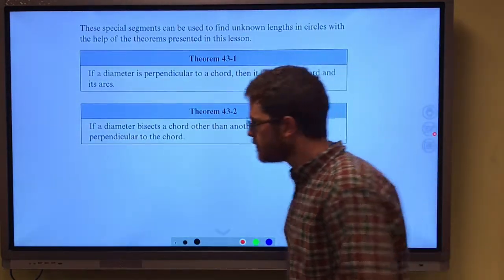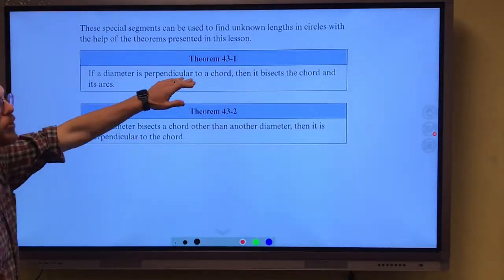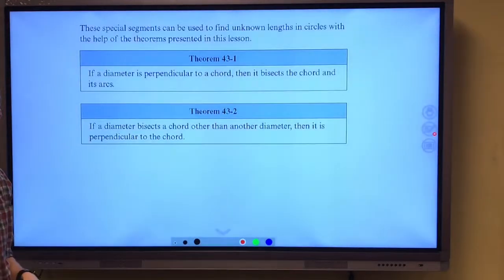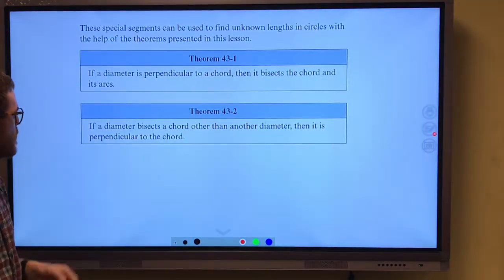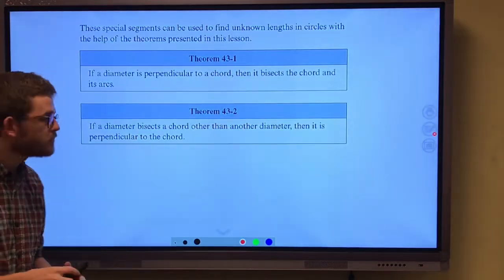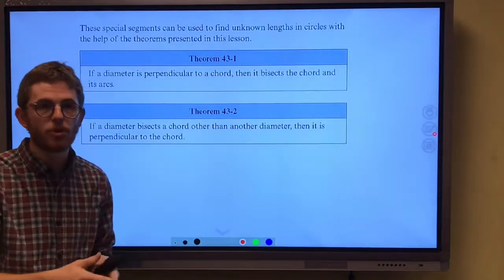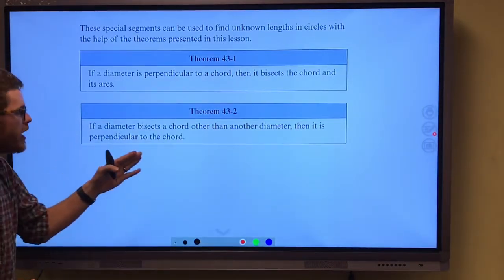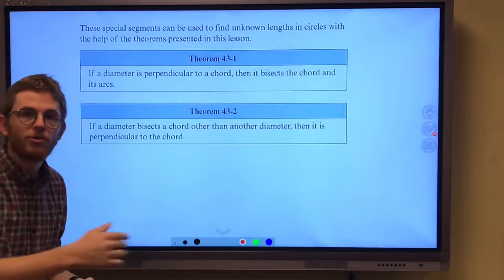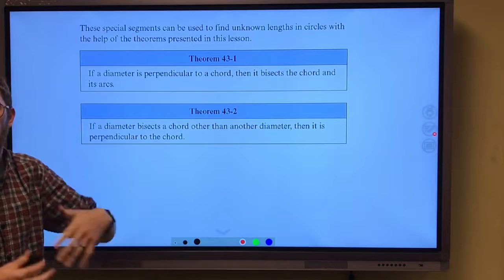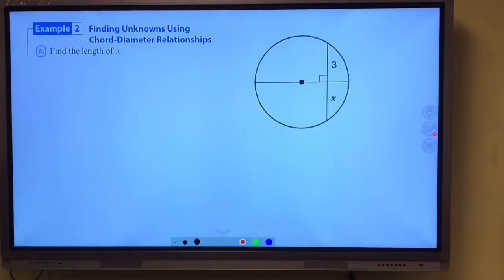A few theorems here. If a diameter is perpendicular to a chord, then it bisects the chord and the arcs. If a diameter bisects a chord other than another diameter, then it's perpendicular to the chord. Okay, so we're going back and forth here. A diameter, if it's perpendicular to the chord, then it bisects it. If a diameter bisects a chord, then it's going to be perpendicular to it. So it goes both ways. We essentially have the theorem and its converse. They're both true.